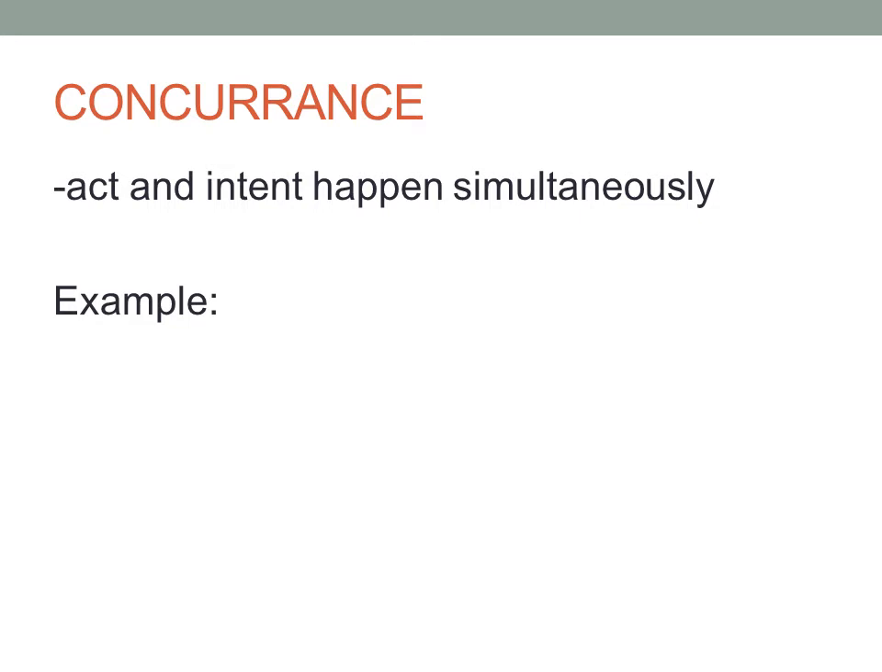The third element needed for a crime is concurrence. What that means is the act and the intent have to happen at the same time. This is rarely an issue that comes up in court, but still you have to know that that's the third component. You have an act, you have the intent, they have to happen at the same time. If they don't, then there's no crime. Here's a couple examples.